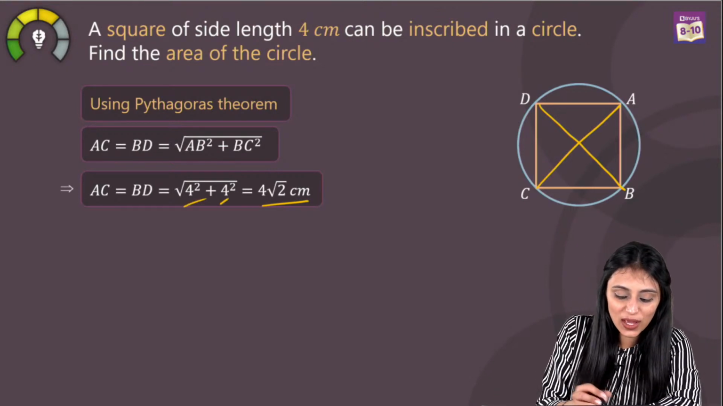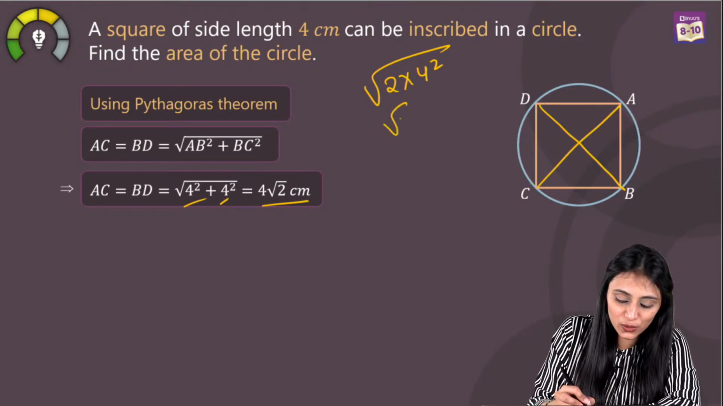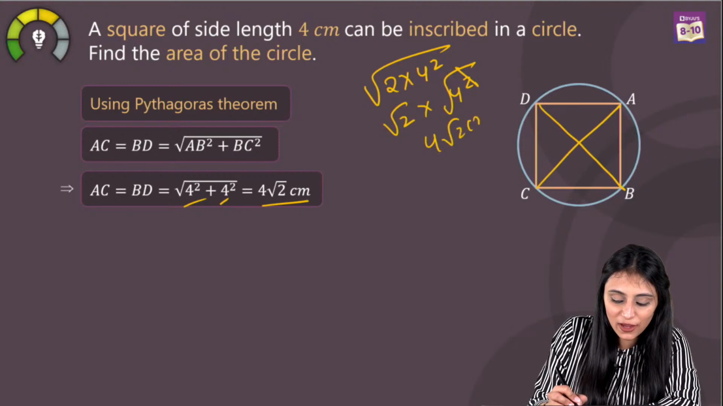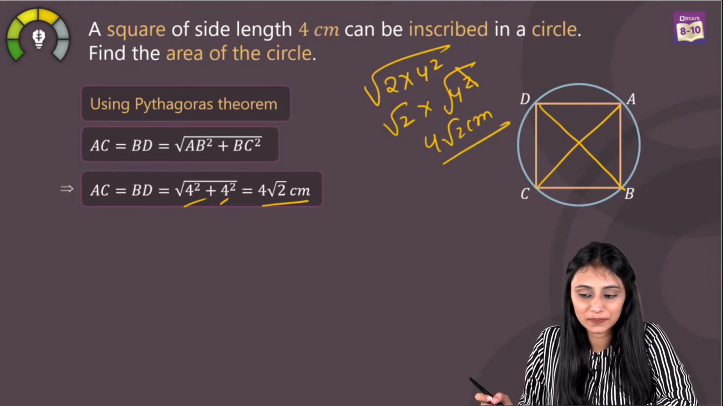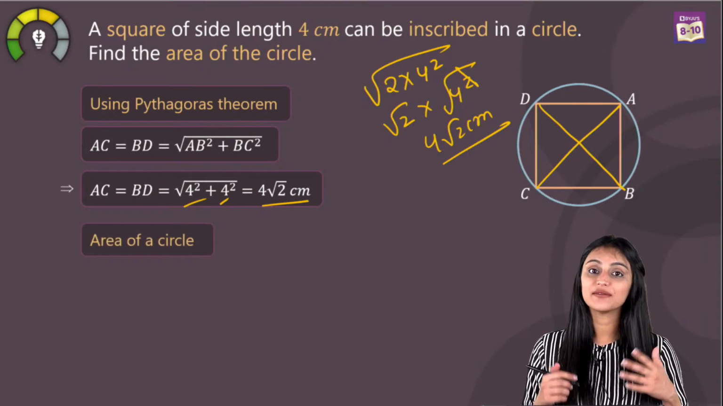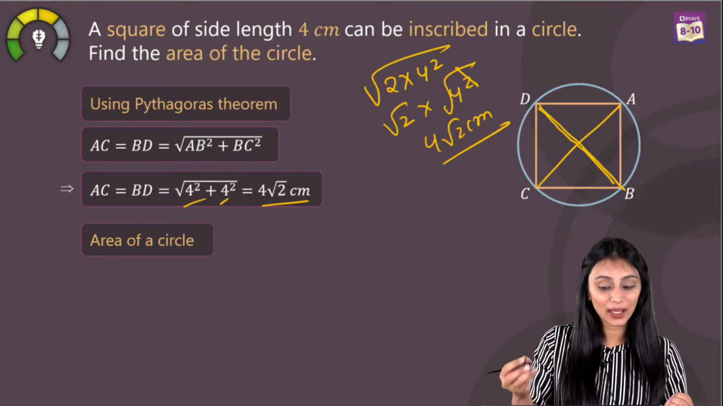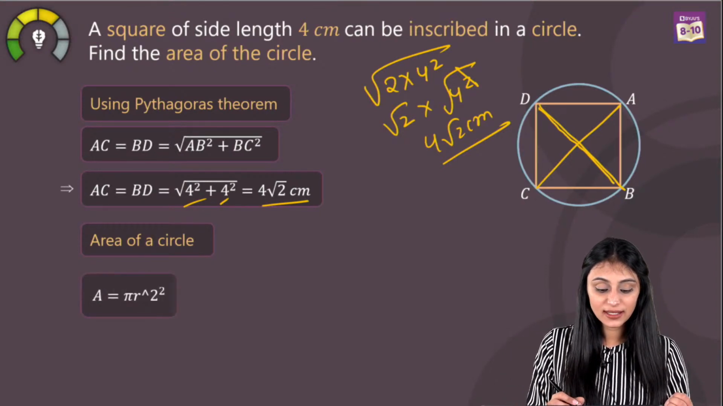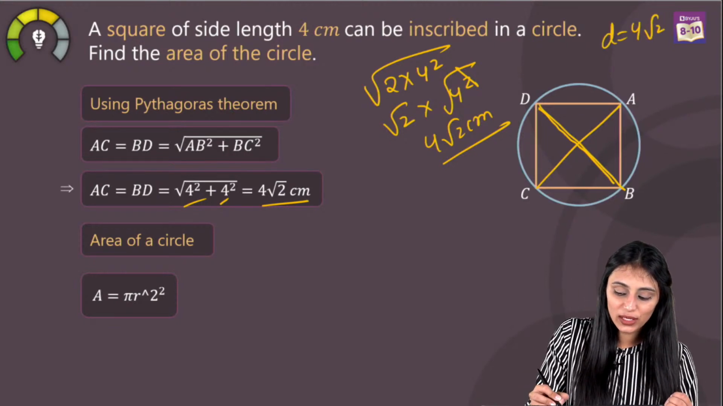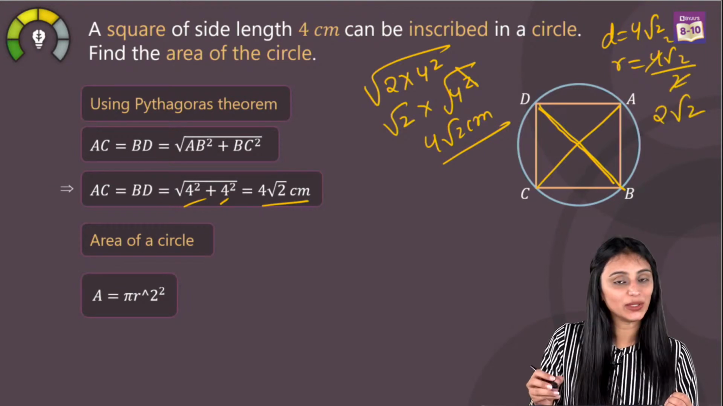Yes, because 4 square plus 4 square, that's going to be 2 times 4 square. So this root is for both of them, for root 2 also and for 4 square also. This will get cancelled out. What we have here is 4 root 2 centimeter. So we have the value of the diagonals now. All we have to do is find out the area of the circle, right? This diagonal is actually, I told you, a diameter for the circle, right? So I can find out the radius of the circle. Diameter is 4 root 2, radius is half of it, correct? So that's going to be 2 root 2.